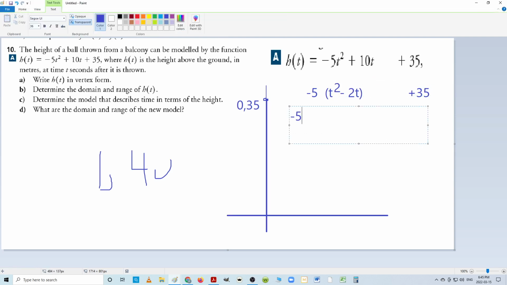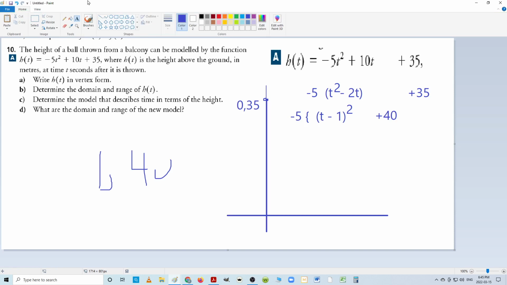I know that the perfect square of that, and now I have to create a big giant bracket, is t minus 1 squared. And I also know the square that's produced is minus 1, close big bracket. To get it out, I have to multiply that by minus 5. So when I multiply it out of the bracket by minus 5, it becomes plus 5 and plus 35, and there you go. It's plus 40. And as suspected, that's the vertex. So there's the vertex form right there. You can see that the peak of the ball is going to be 1, 40.